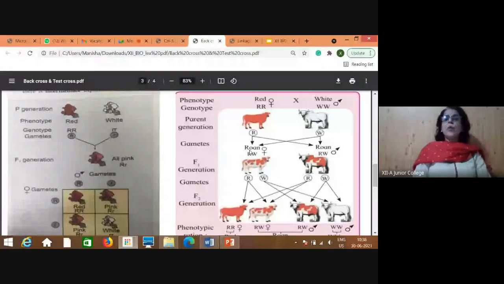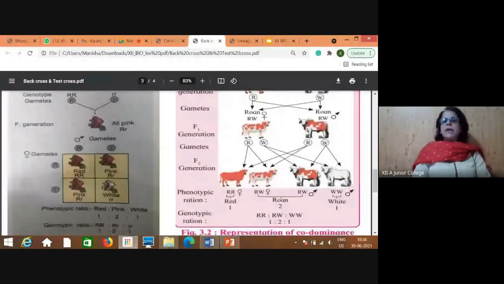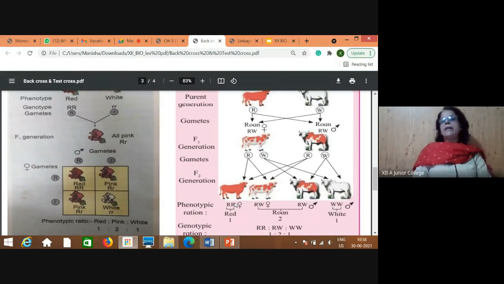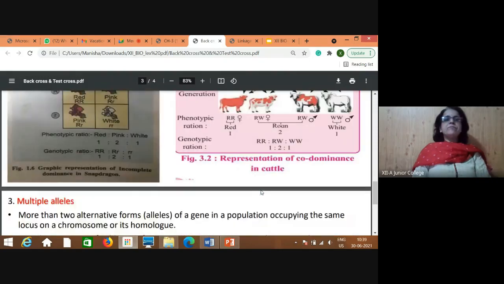Now when these cattle are allowed to self-pollinate, in the F2 generation again these combinations appear as red, roan and white, meaning the genotypic as well as phenotypic ratio is 1:2:1 in codominance, as well as in incomplete dominance. So this is also one of the best examples of Mendelian deviation, which does not prove Mendel's first law. This is the best example you can understand.